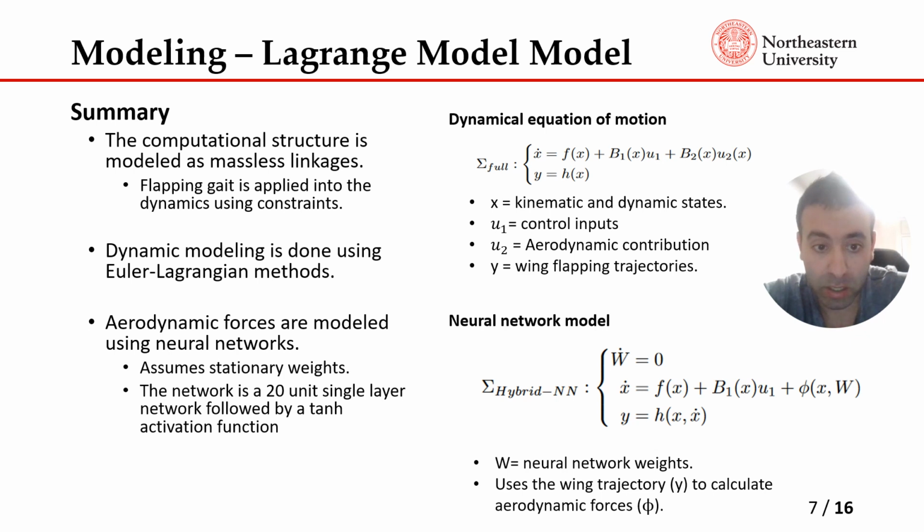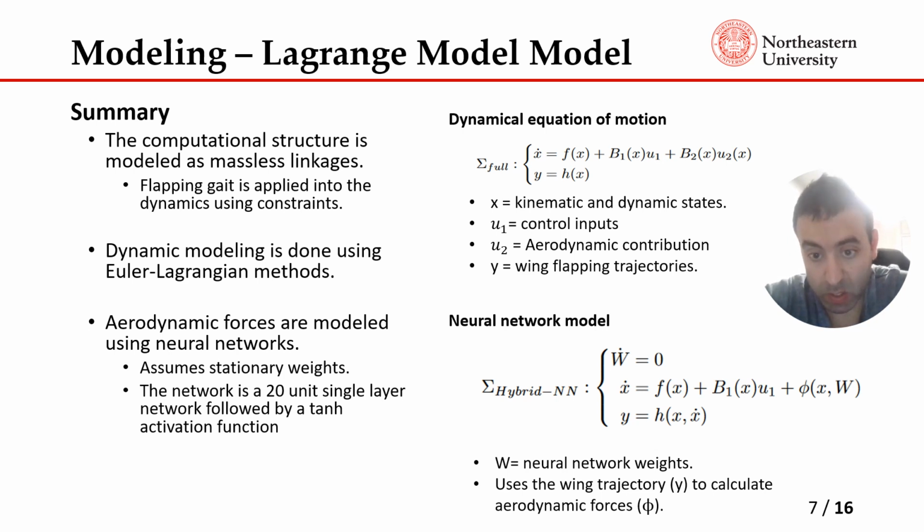Aerobat, derived using the Euler-Lagrangian method. We observe y, which is the wing flapping trajectories, which are usually the states of the robot. To model these aerodynamic forces, specifically B2, U2, we use a neural network. We replace in the hybrid state space equation the aerodynamic forces by a neural network, and therefore the state space would be augmented to include the neural network weights W.